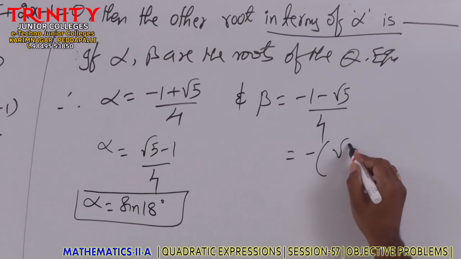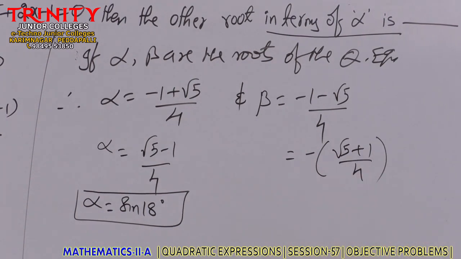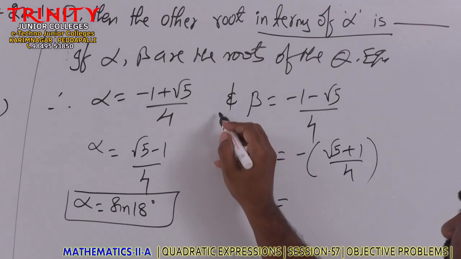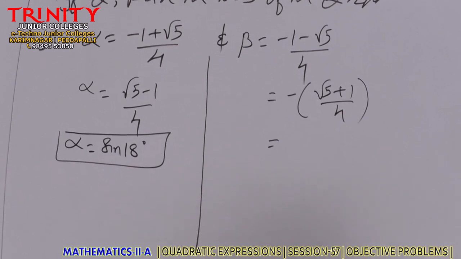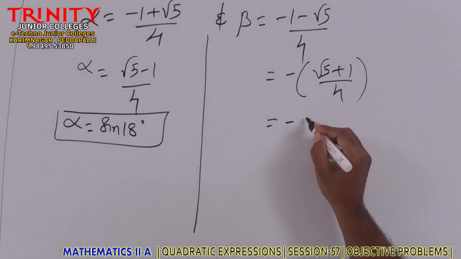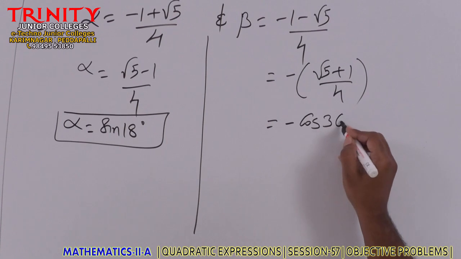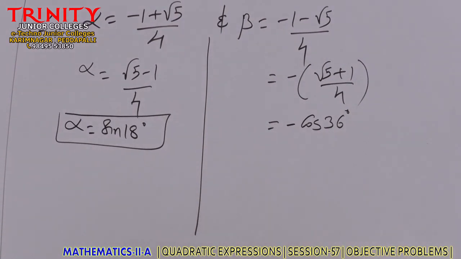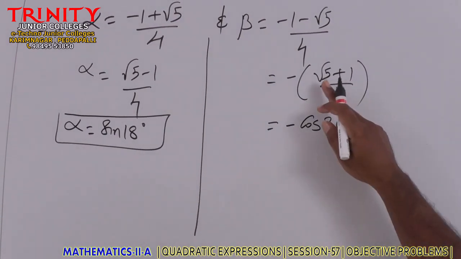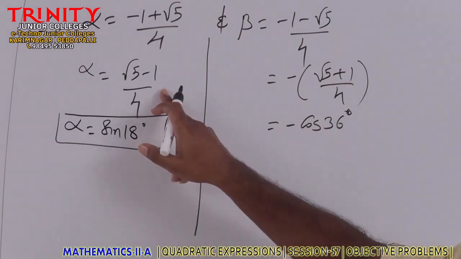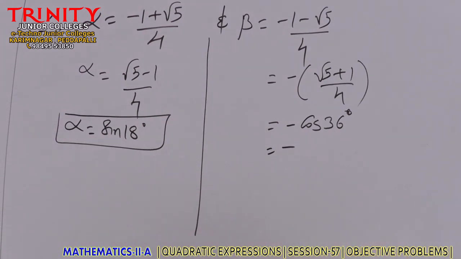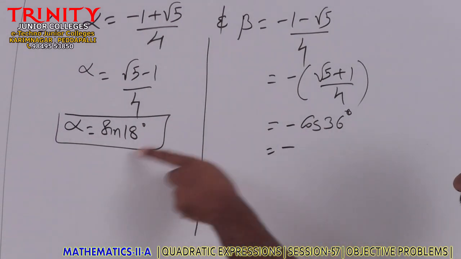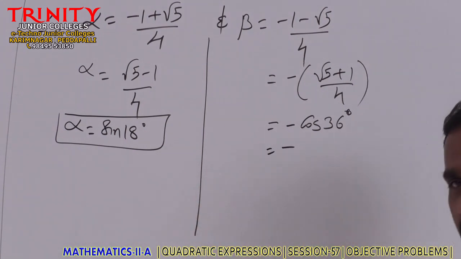Minus of root 5 plus 1 by 4 we can write. If you take minus as common, we will get this. Then what about root 5 plus 1 by 4? What is the value of root 5 plus 1 by 4? This is the value of cos 36 degrees, or not? Cos 36 degrees value is root 5 plus 1 by 4. Sin 18 degrees value is root 5 minus 1 by 4. Therefore, minus cos 36. Now, to express this in terms of sine, this cos 36 you have to change in terms of sines.